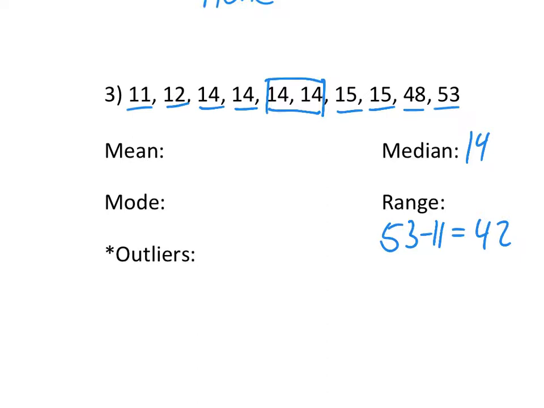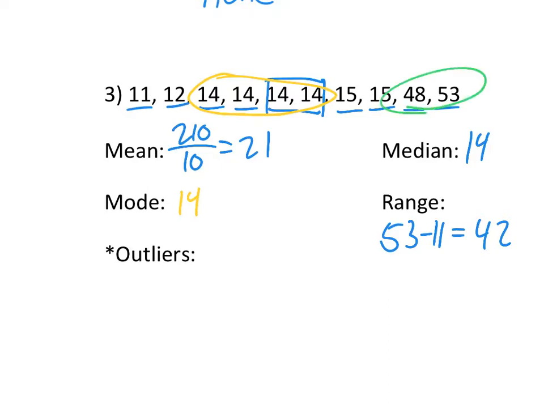And my mean, well, when I add all of those numbers up, we get 210. There are 10 numbers, so we have a mean of 21. The most repeating number I have up there, I know multiple numbers repeat, but 14 repeats more times than 15. So my mode is going to be 14. For my outliers, the 2 biggest numbers that we've got up there are 48 and 53, and they are considerably farther from the other numbers. So our outliers will be 48 and 53.